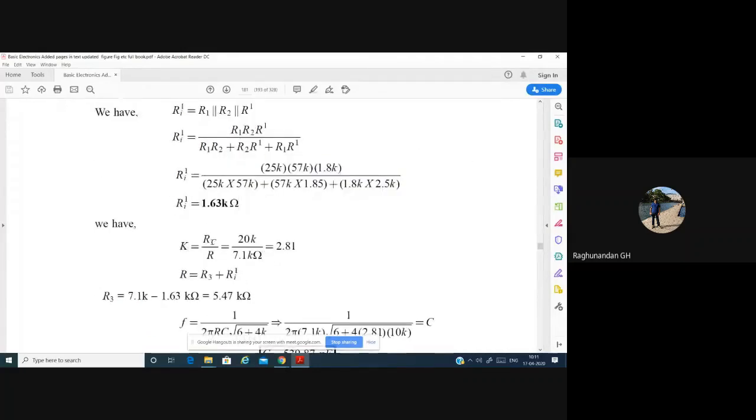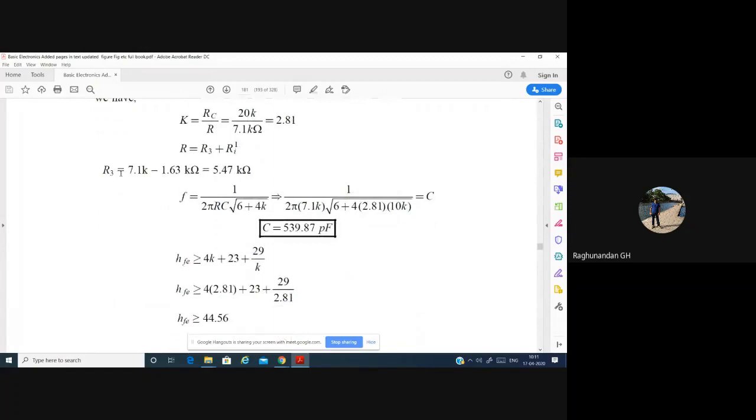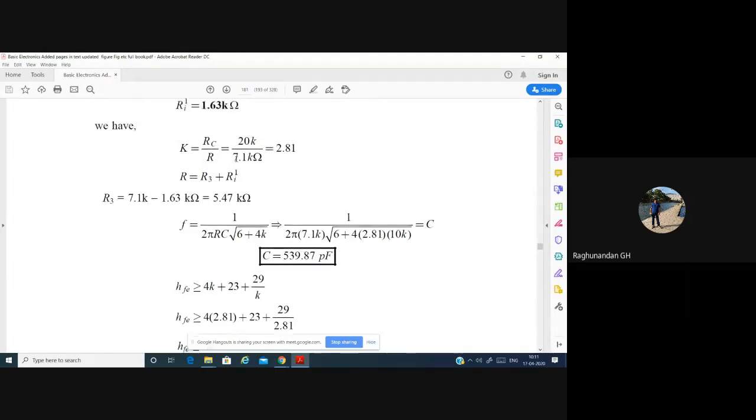And to find K, RC by R. RC means collector resistance, R means the feedback resistance in the feedback pair. 7.1 kilo ohm, K is 2.81. Okay, after this, even this is not required. You can just ignore it. If they ask how you are going to get the third resistance value, you have to show all those things like this. But as of now, it is not required. You can just strike it out, or put it in a bracket. Just for extra understanding, I have given it in this problem. It is not required as per the question.